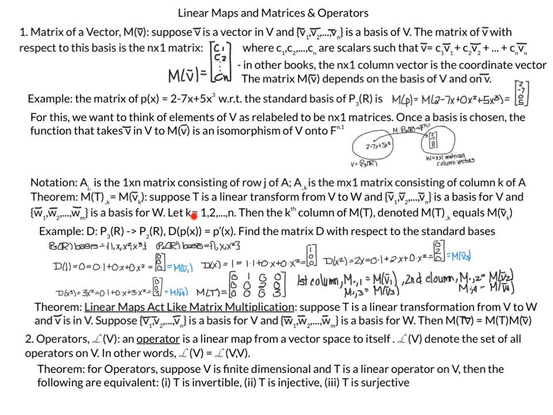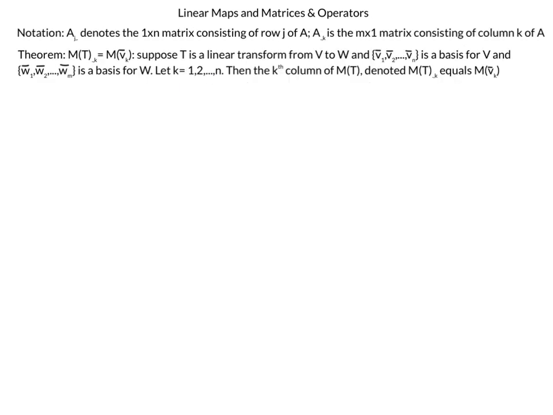Then let k be the kth column, k = 1, 2, up to n, so as the same dimension as V. Then the kth column of our matrix of our transformation, denoted M(T)(:, k), equals M of V_k. And remember, V_k here is one of our basis vectors for the vector space V. And I moved this theorem here for your reference.